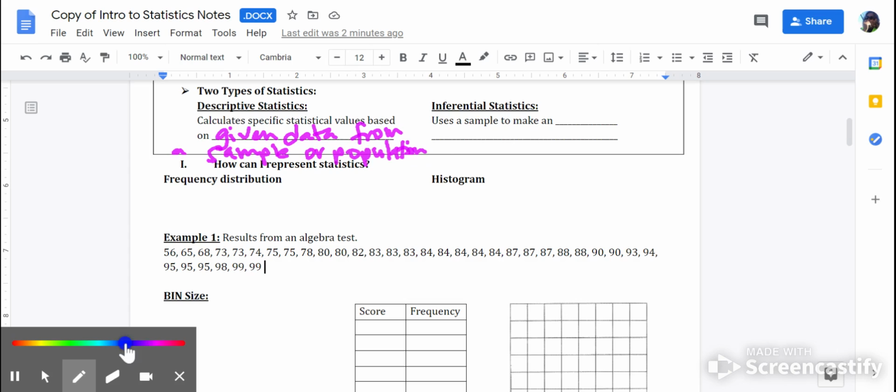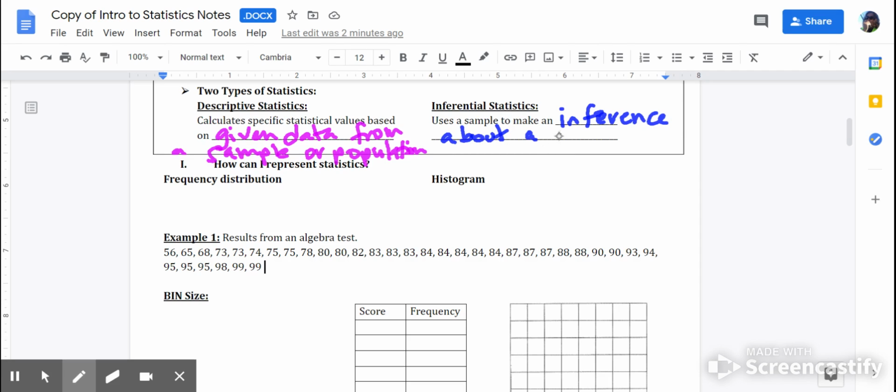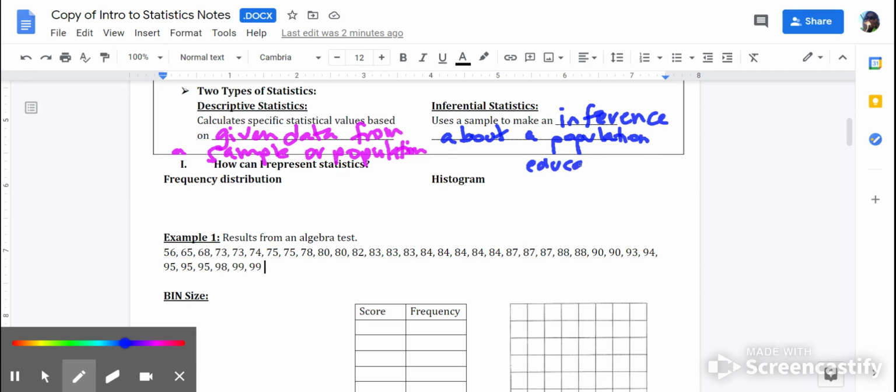Now there's also inferential statistics, and this uses a sample to make an inference or an educated decision about a population. So if I were to ask just my students, which do you prefer, hot dogs or pizza, and pizza wins, then I could go to the cafeteria and say, well, OCHS prefers pizza based on the sample, because that sample comes from the population. So that's going to be an educated decision based on the information from the sample.